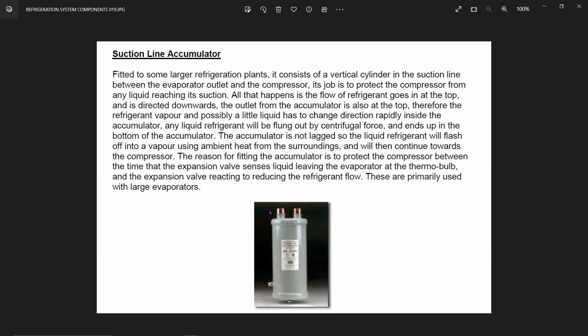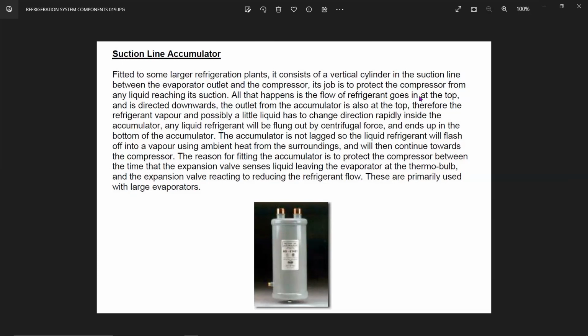Because other guys have always been doing it, ठीक है. Anyways, so suction line accumulator क्या है? ठीक है, now see. Fitted in some larger refrigeration plants, it consists of a vertical cylinder in the suction line between the evaporator outlet and the compressor. Its job is to protect the compressor from any liquid reaching its suction. As this happens, the flow of the refrigerant goes on the top and is directed downwards. Outlet from the accumulator is also at the top. You see, outlet is on the top, inlet is also on the top. Okay. All that happens, the flow of the refrigerant goes to the top and is directed downwards. जैसे जाके ऊपर जाके वापस आता है.